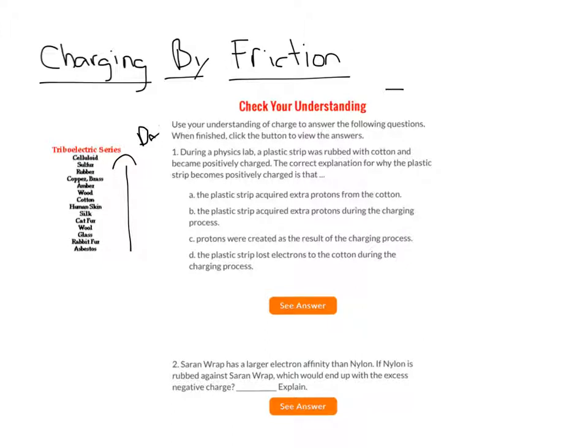Let's try a few questions, and you can pause the video here and think about these. Here's question one. During a physics lab, a plastic strip was rubbed with cotton and became positively charged. The correct explanation for why the plastic strip becomes positively charged is, and it gives some choices. And then the second question. So take a minute, pause the video, think about it, and see if you can get the right answer.